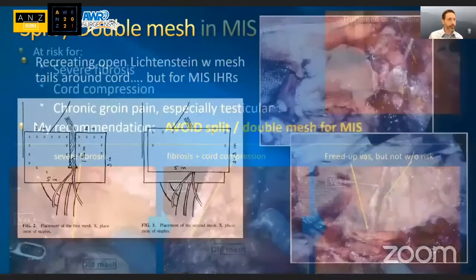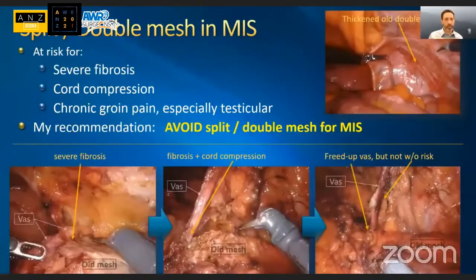And the problem with this is that not only are there 2 layers of mesh here now, but these meshes, because the way they wrap around the cord, they tend to induce a significant amount of fibrosis, which with the combination of fibrosis and mesh contraction, that can lead to compression around the cord, which can lead to chronic pain, especially testicular pain. And these pictures are from a patient I just did last week that had this done.